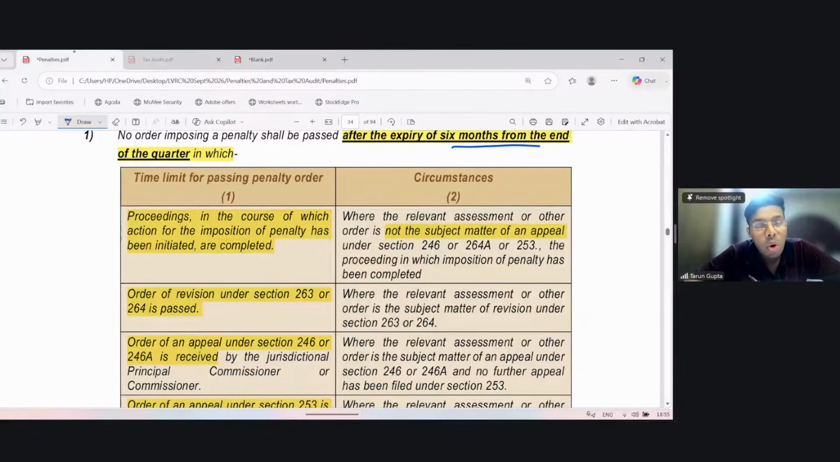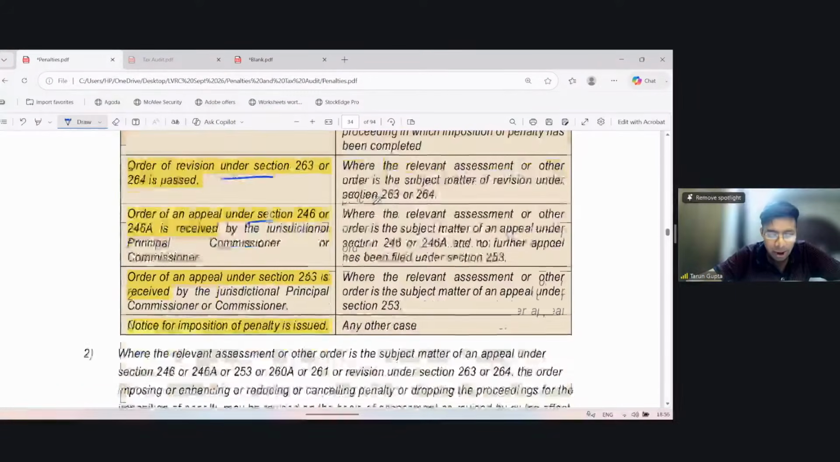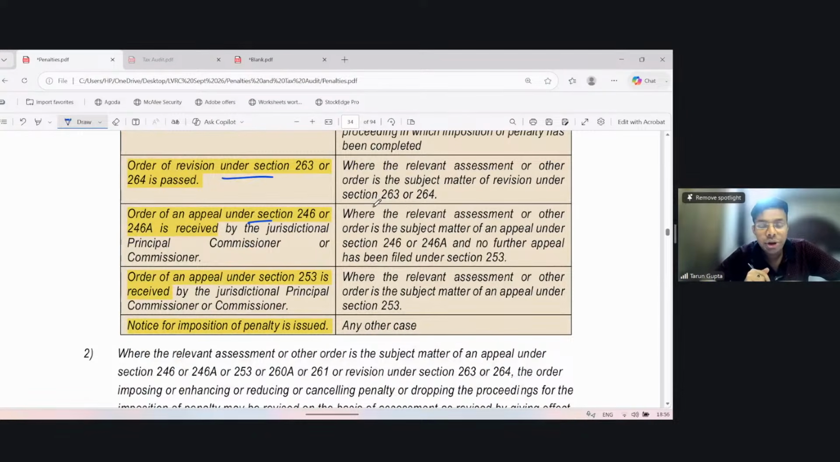No order imposing a penalty shall be passed after the expiry of 6 months from the end of the quarter in which the proceeding in the course of which action for imposition of penalty has been initiated is completed, if the order is not the subject matter of any appeal. Or 6 months from the end of the quarter in which the order of revision under section 263 or 264 is passed by the PCIT or CIT, or the order of appeal under section 246 or 246A is received by the PCIT or CIT, or the order of appeal under section 253 of the ITAT is received by the jurisdictional PCIT or CIT. Or in any other case, if it's not a case of penalty initiated through an assessment order, any other penalty is to be levied within 6 months from the end of the quarter in which the notice for levying such penalty was first issued.